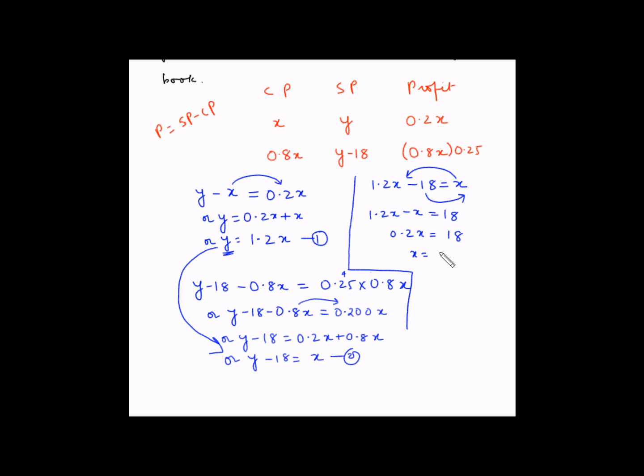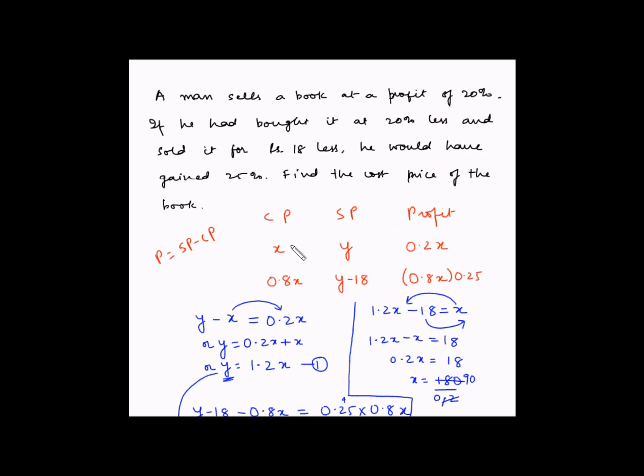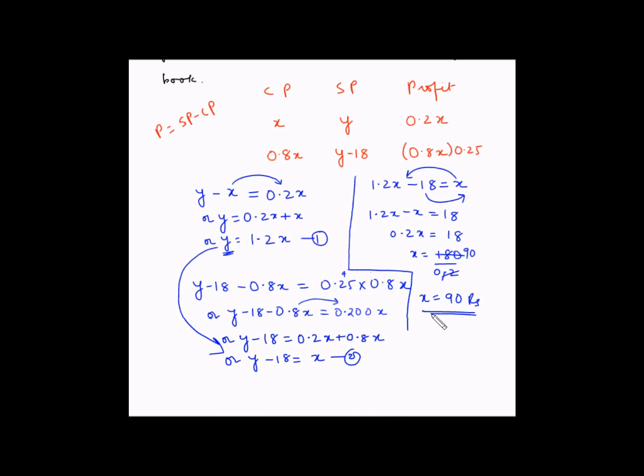So X is equal to 18 divided by 0.2. So we can remove this decimal and put a 0 here, and 180 divided by 2. So 2 9s are 18 and a 0. So X is equal to 90 rupees. And X is our cost price, and we have to find the cost price of the book. So our cost price is 90 rupees.